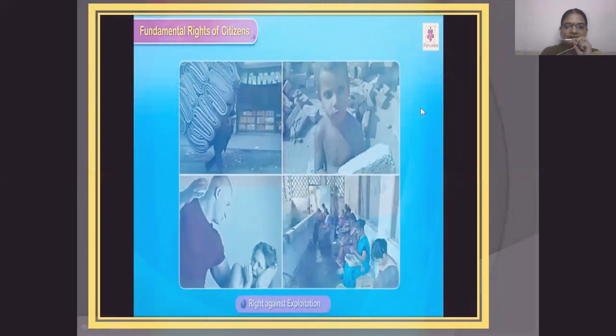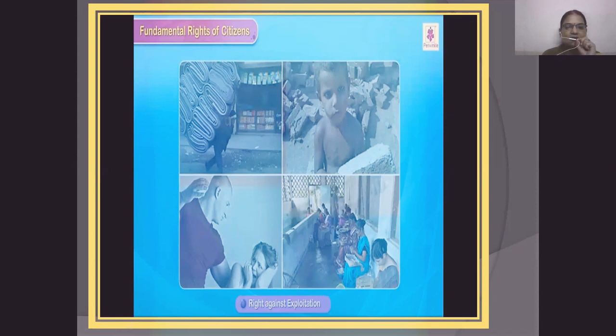Now we move towards the next right, that is the right against exploitation. Exploitation means to force anyone to do work without wages. It can be done to children also. Children cannot be forced to do work. The Indian Constitution prohibits child labor. It means the Indian government does not allow children to be made to do work. Already I said that children from 6 to 14 years are to get compulsory education.